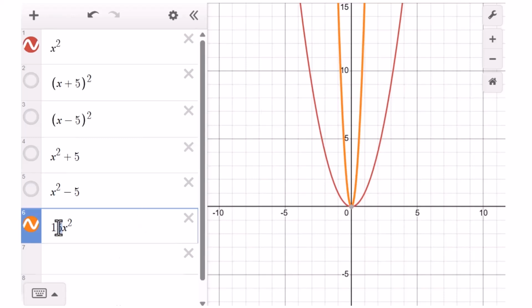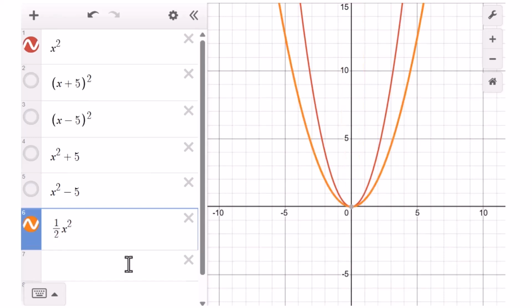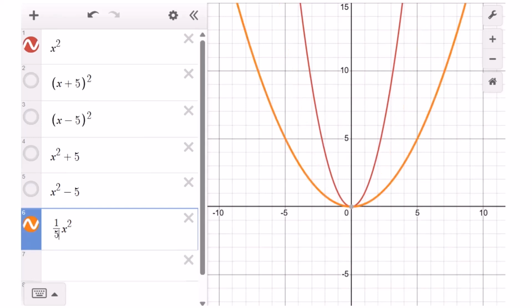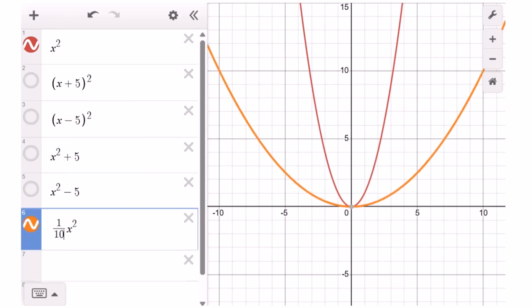Well, what about some number that's between 0 and 1? I don't want to go negative because negative will do something else. Let's do, how about 1/2? What does that do? Oh, it made it wider. Okay. 1/5, much wider. 1/10. You pick a number that's between 0 and 1, and your parabola is getting wider, fatter. In other words, it's going up, but it's not going up as fast as that parent function.